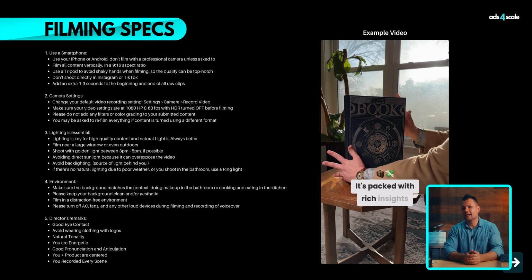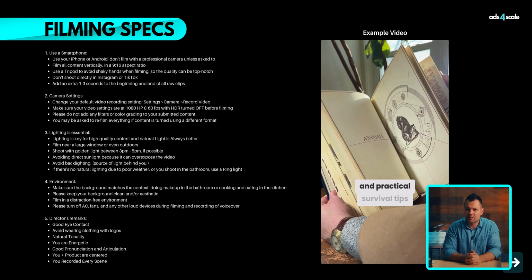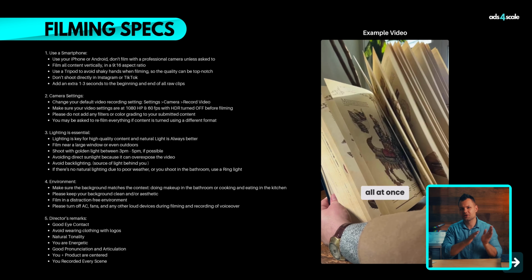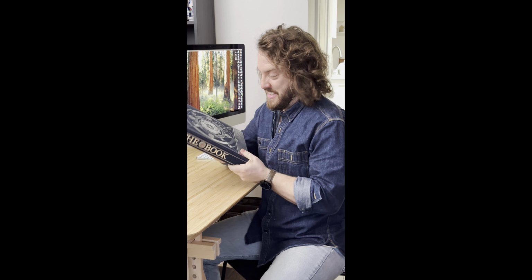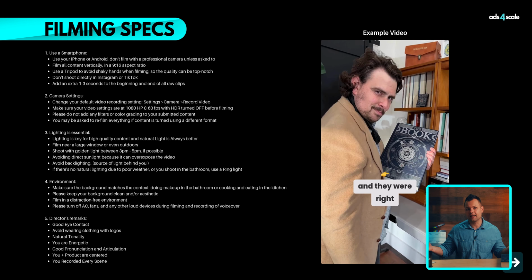Next, we specify that every clip should be recorded in 1080p resolution and 60 frames per second, with HDR turned off. This ensures that colors remain true and avoids that washed out look HDR can sometimes produce on social media due to platform compression. We also tell creators to capture an extra 1 to 3 seconds at both the beginning and the end of each raw clip, giving our editors breathing room to cut smoothly without awkward jump cuts.